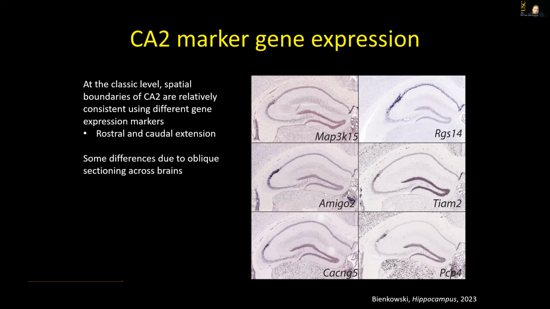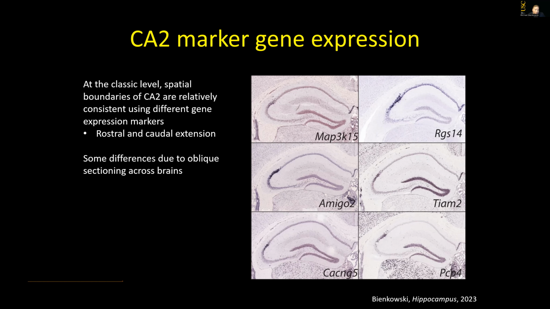We can look at all of these markers, and there are differences between them, but there are also a lot of similarities. We can consistently see the same pattern reflected by all of them and have a consensus gene expression pattern. This is an example of the classic level, but in all of these, you see that the gene expression extends forward rostrally as well as caudally from these levels. Some of the variations you can see here can come down to differences in oblique sectioning across the brains.